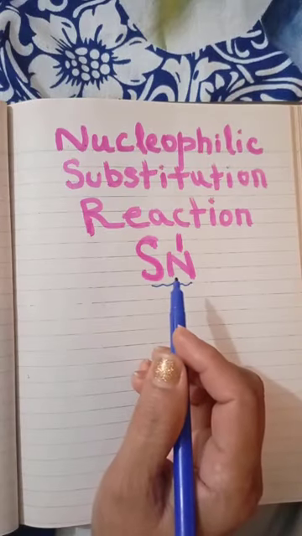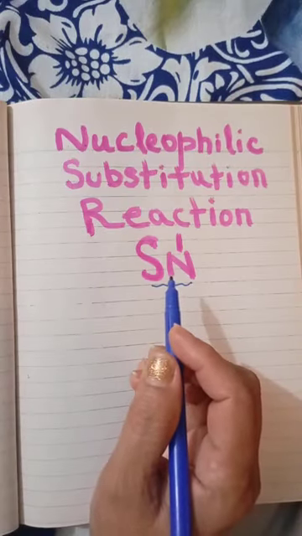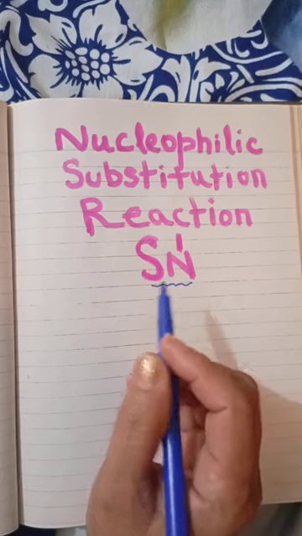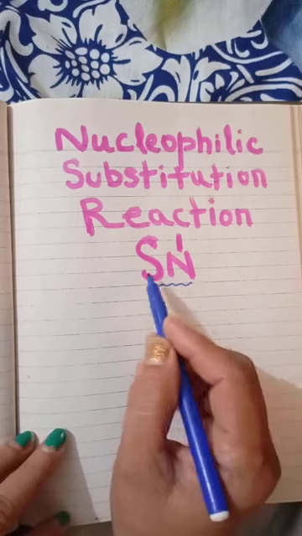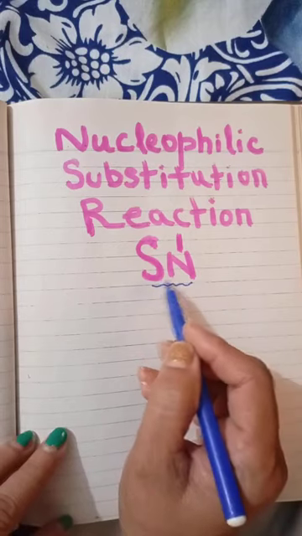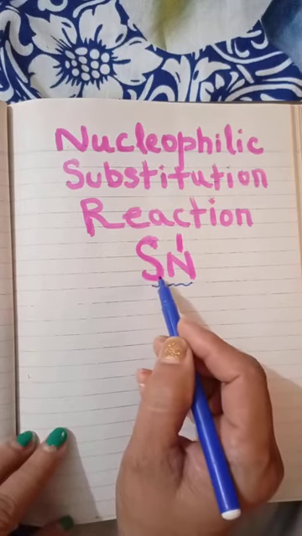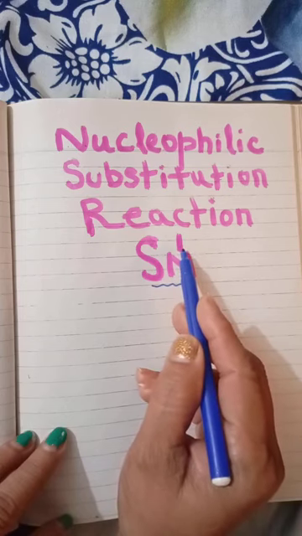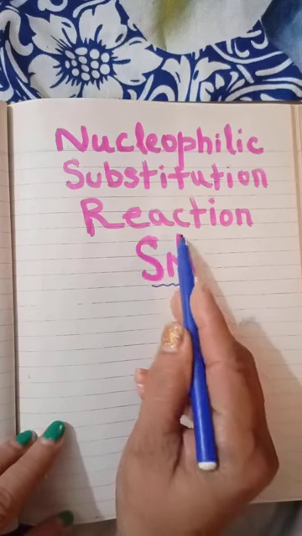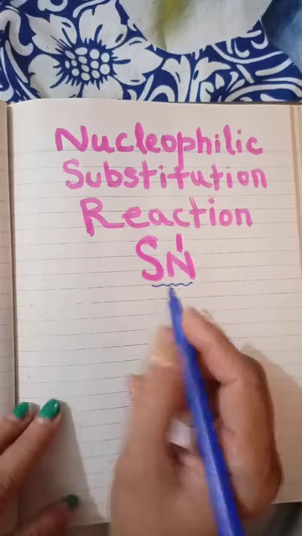Bismillahirrahmanirrahim. Our topic today is nucleophilic substitution reaction. Last lecture, you studied the SN2 type. Today it is SN1: how a nucleophilic substitution reaction takes place in the unimolecular case. One stands for one molecule.